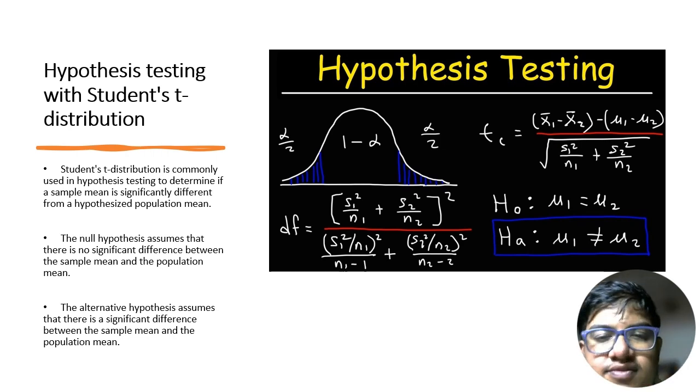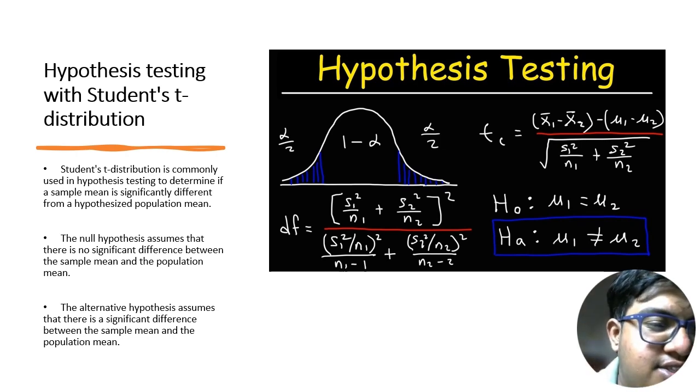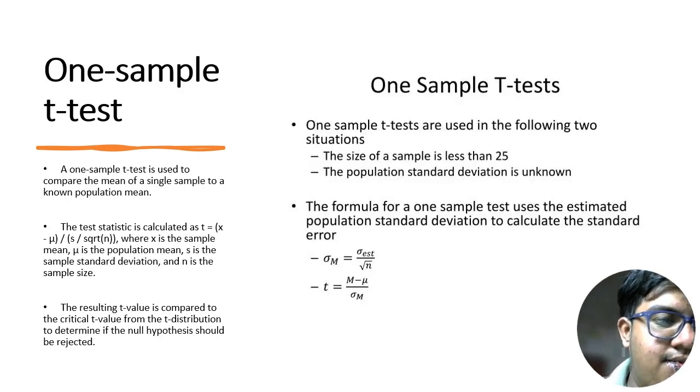So this is where you see that. They test whether the sample is close to your hypothesized population mean or not. The null hypothesis assumes that there is no significant difference between the sample mean and the population mean. The alternative hypothesis assumes that there is a significant difference between the sample mean and the population mean. So let's see the next one.